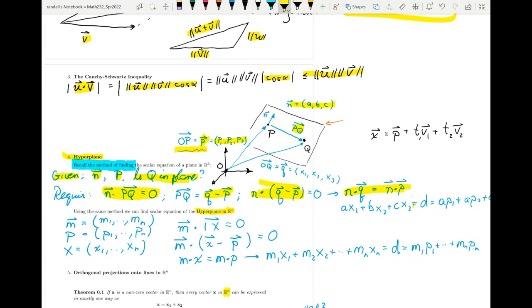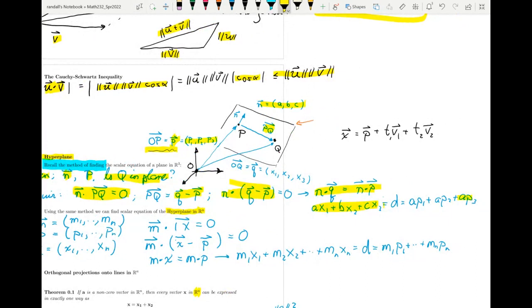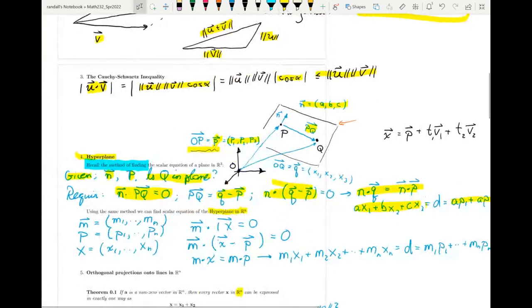So writing down n dot Q, I get this equation right here, ax1 plus bx2 plus cx3 equals some scalar d, which happens to be the dot product of n and p. There it is. So this is our scalar equation for the plane right here, you see? So now when I select a point Q, and I know its coordinates, x1, x2, x3, I can decide whether it's in the plane or not by looking at this equation and seeing whether it's satisfied or not. So in other words, if ax1 plus bx2 plus cx3 is equal to d, it is in the plane. If that sum is not equal to d, it is not in the plane.